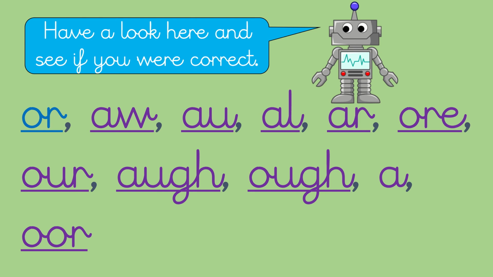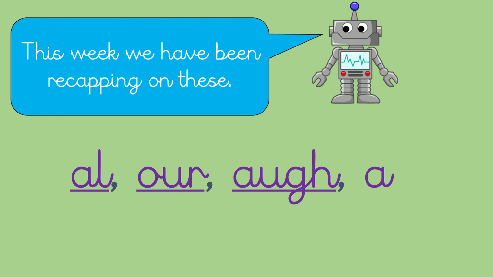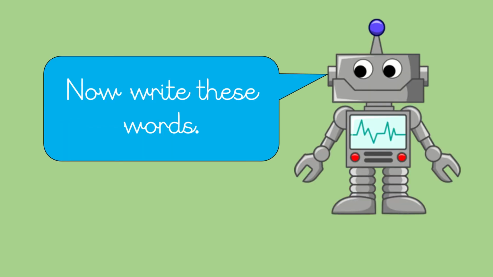11 of them. If you want to take some time just to have a look at them, then you can and remember how to spell them. Right. So this week we've been recapping on AL, OUR, AUGH and A, just 4 of those of the or sounds that make the graphemes. Right, let's move on. Now write these words.